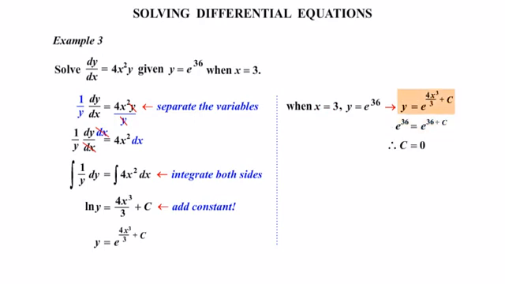So if we get our equation there, sub in c equals 0, the solution is y is equal to e to the power of 4x cubed on 3. Fantastic. Well, that's the end of our lesson there. Good luck now as you work your way through your questions.